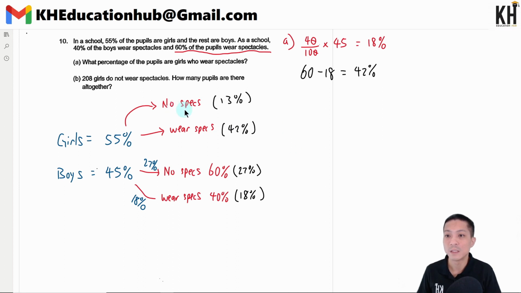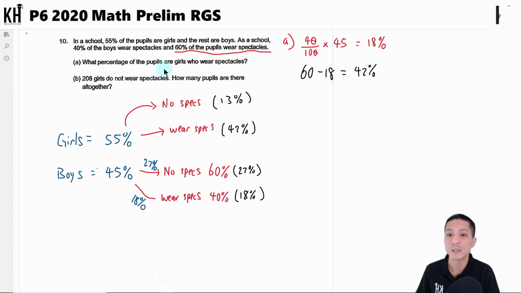Okay, so now we can answer part A. What percentage of the pupils are girls who wear spectacles? It is 42%.